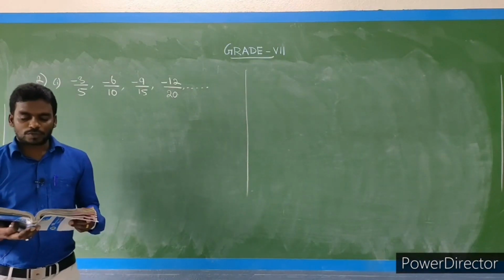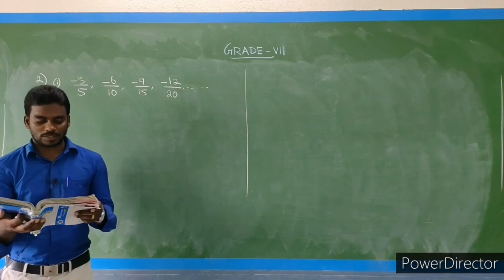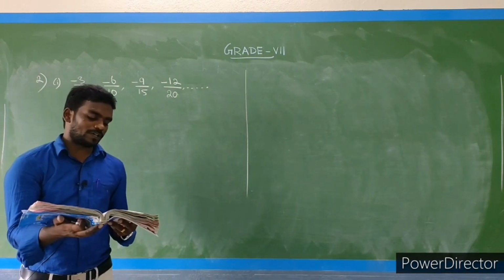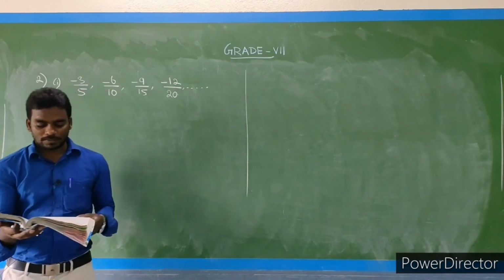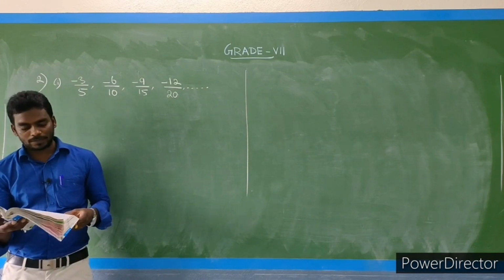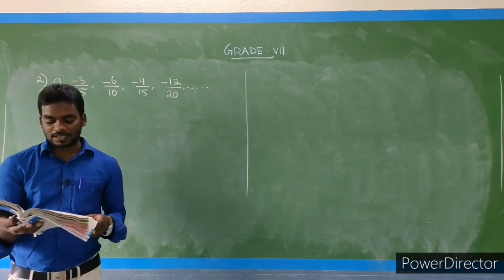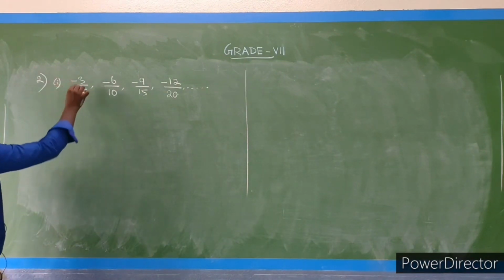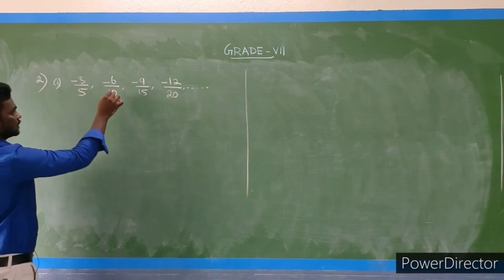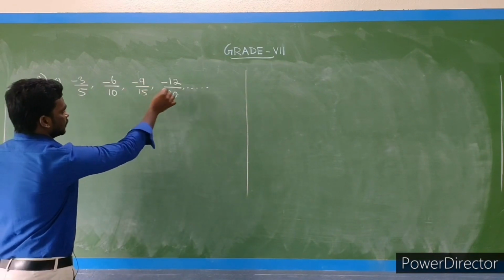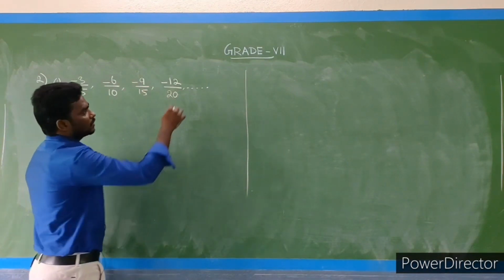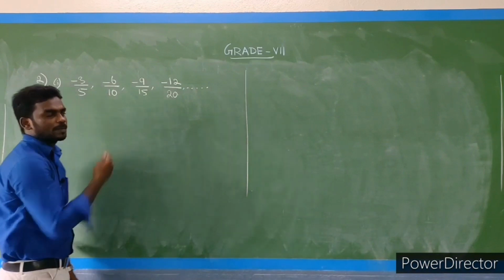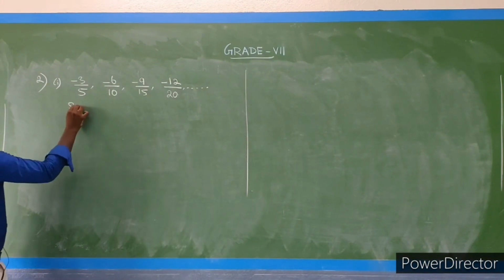Next, our fourth problem is your homework sum. In our first pattern, the second pattern, what is the second pattern? Write 4 more rational numbers in each of the following patterns. So what is the pattern here? The first one: minus 3 by 5, minus 6 by 10, minus 9 by 15, minus 12 by 20. We want to write 4 more rational numbers in this pattern. So how to write this?